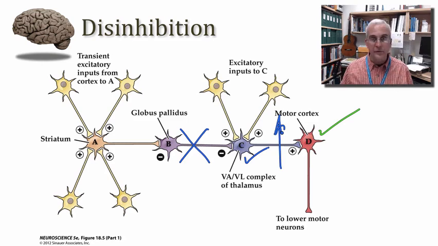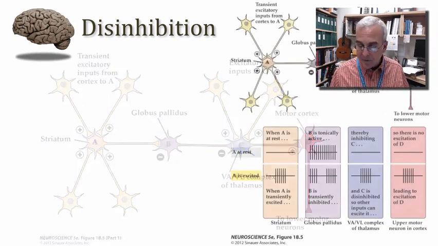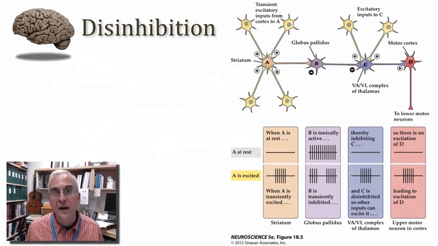The circuitry of the basal ganglia then, in the direct pathway in particular, is set up to remove that inhibitory lock that the internal segment of the globus pallidus has on the thalamus. So let's look at this now with a little bit of schematic physiology there to guide our understanding.